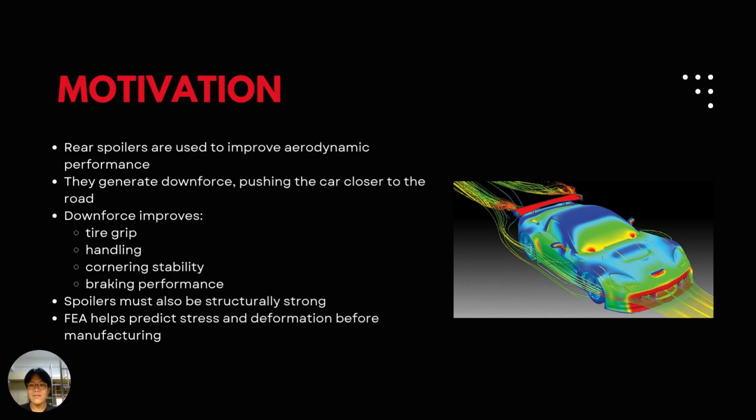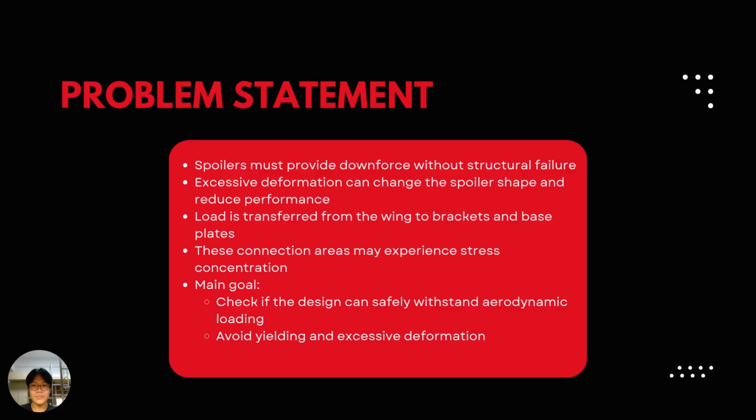However, the spoiler itself must also be strong enough to carry the aerodynamic load acting on it. As vehicle speed increases, aerodynamic force increases very quickly, so the spoiler can experience significant pressure. This is why finite element analysis is useful. It allows us to estimate stress and deformation before manufacturing a real part. That helps improve safety and reduce design costs and time.